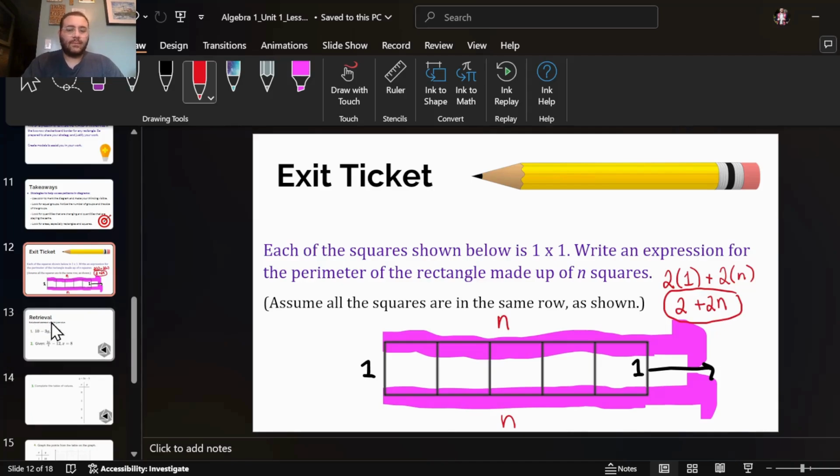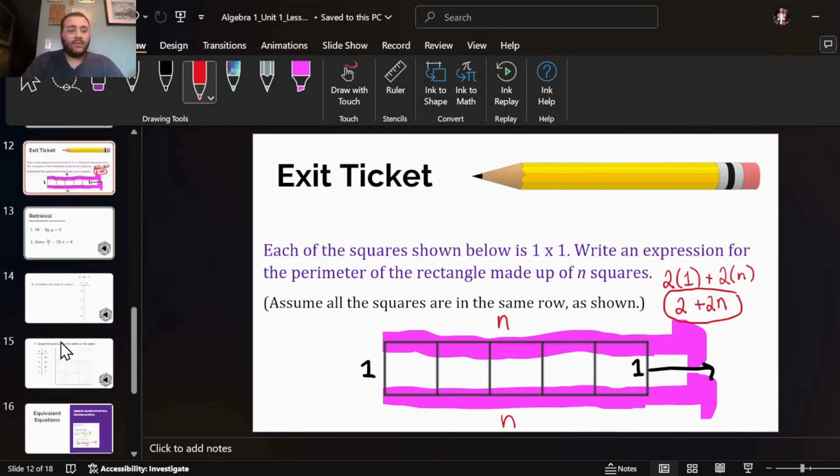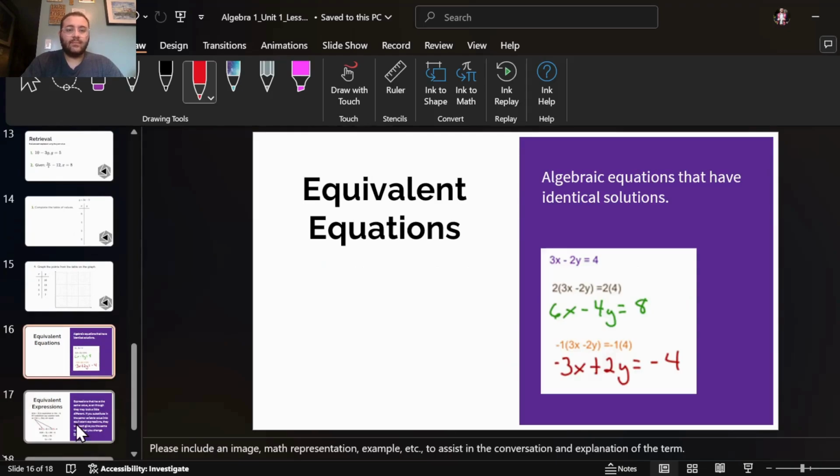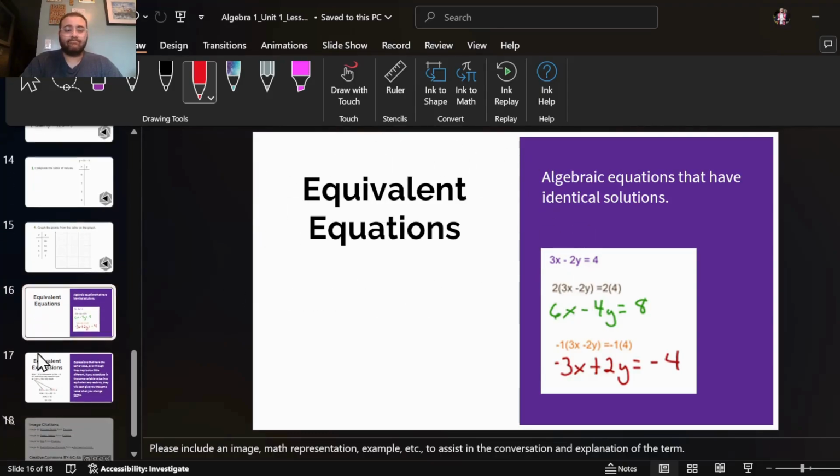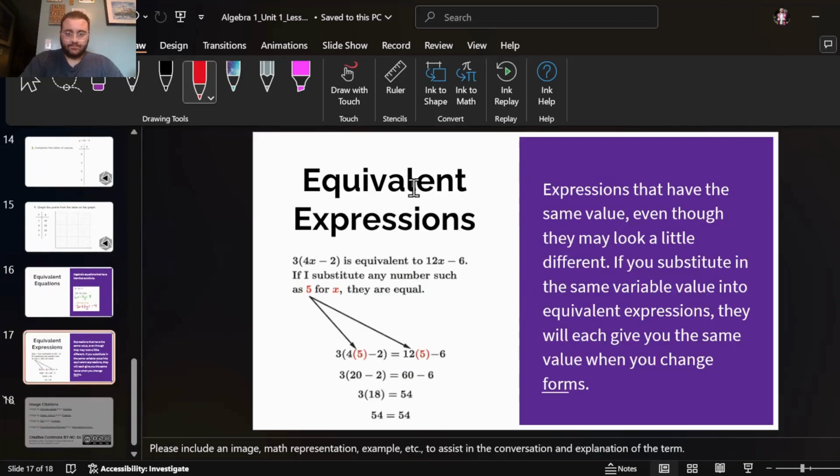Okay, so I'm going to try to keep these short. Some vocabulary, we'll just wrap this up. Equivalent equations, right? Depending on what method you use to count your number of green squares, no matter what generalized equation you came up with, you'll always end up with an equivalent equation. And equivalent expressions, essentially a similar definition, except there's no equal sign.